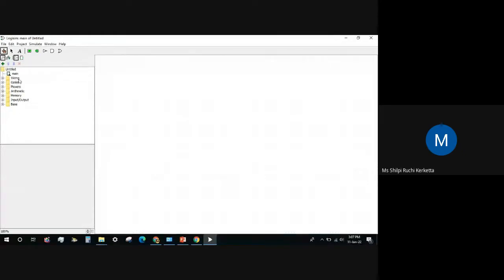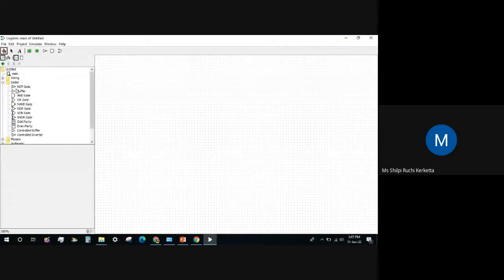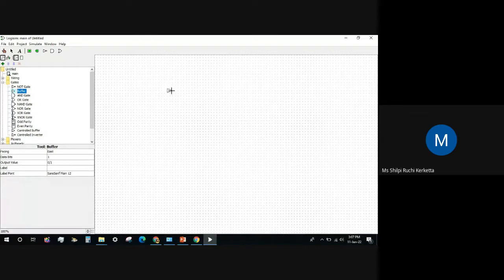So in Logisim, here are the different types of gates you can get. We are starting with the buffer. So we will click on this buffer and put it here. So here we got a buffer. Then we will put an input. This symbol is the input and this symbol is the output. So we will put the input and output in our design area. This is the design area, called the canvas.